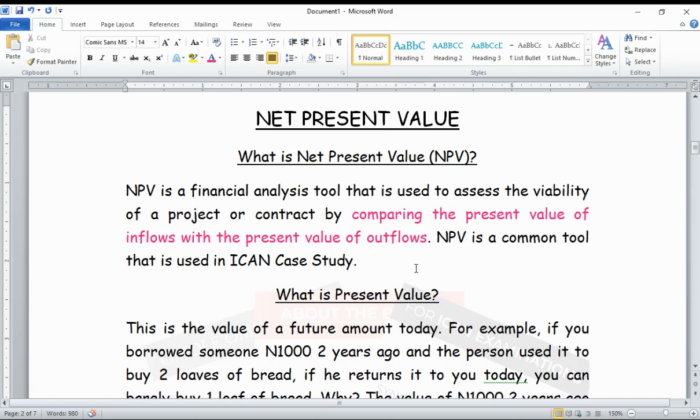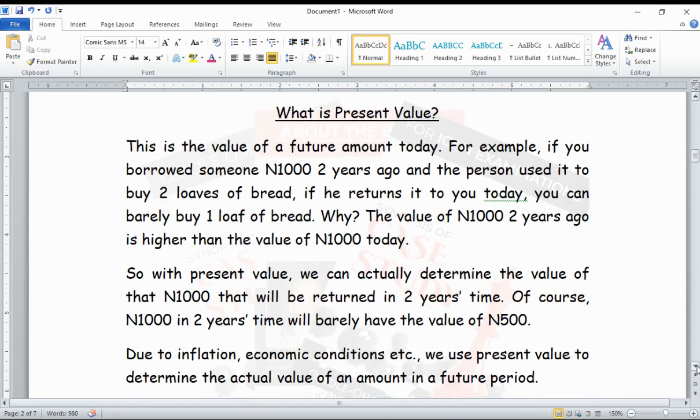So now, what is present value? We're saying that instead of using inflow and outflow, we're using the present value of inflow and the present value of outflow. What do you even mean by present value? Now let's look at that. Present value is the value of a future amount today.